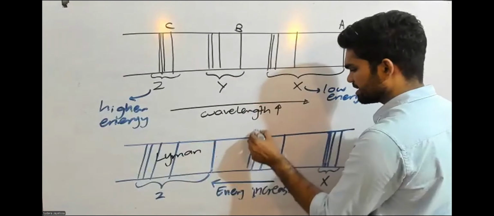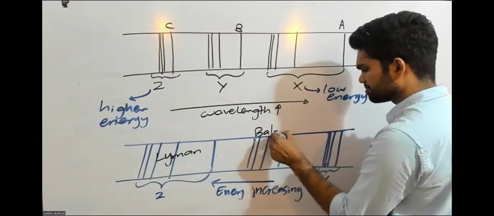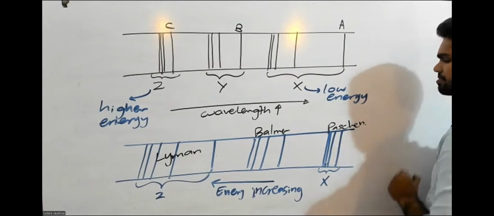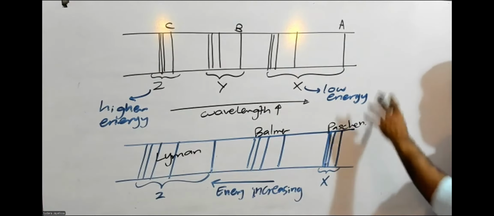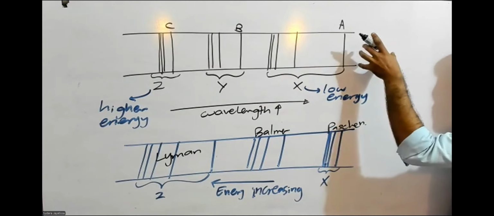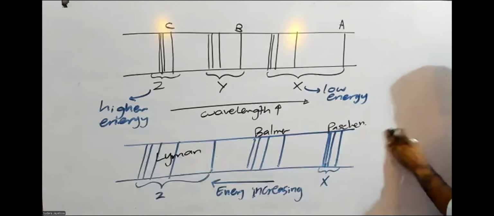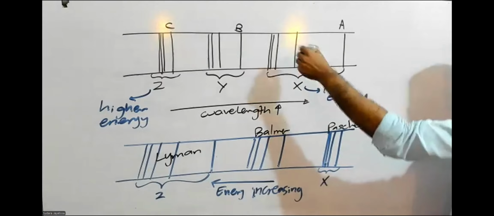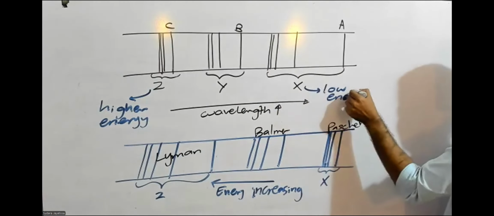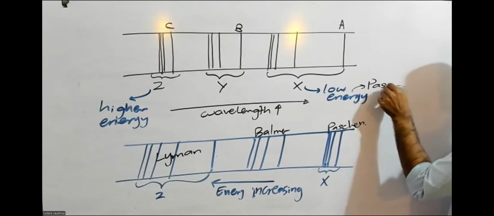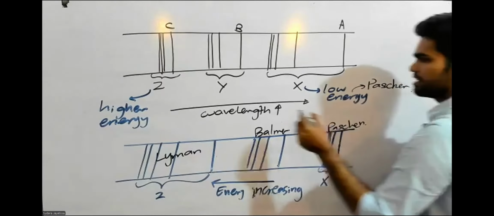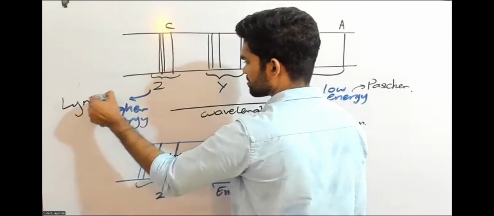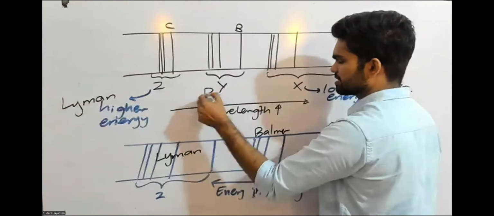Lyman series, this is the Balmer series, and the Paschen series. This is what is familiar for us. Now what I'm showing you here can come in this way also. And this is going to be our Paschen series, low energy. And this is going to be the Lyman series. And this is our Balmer series.